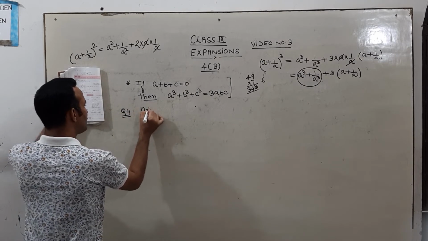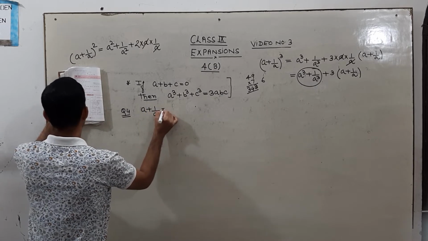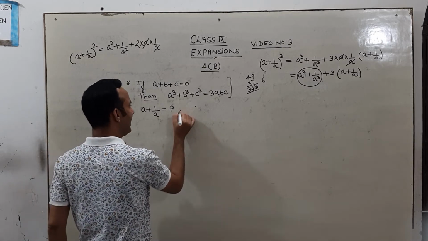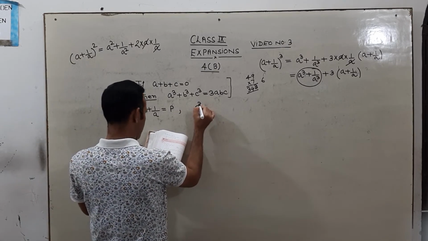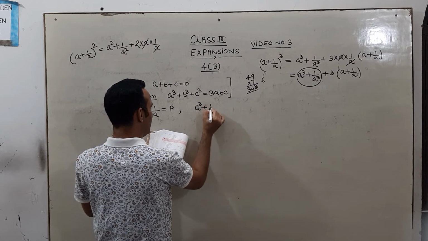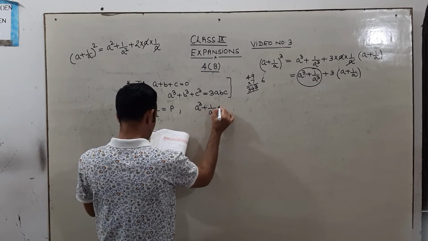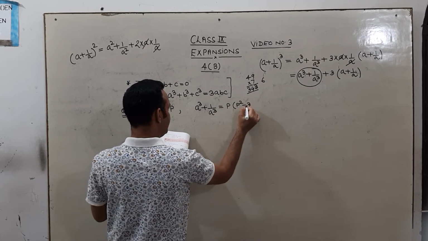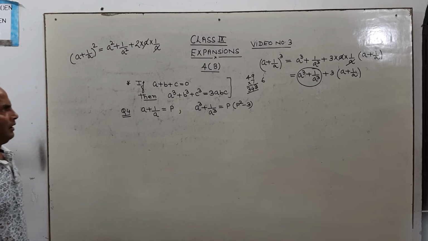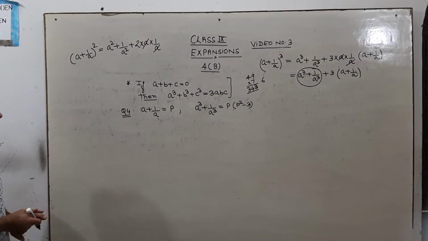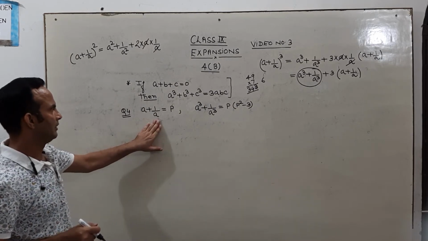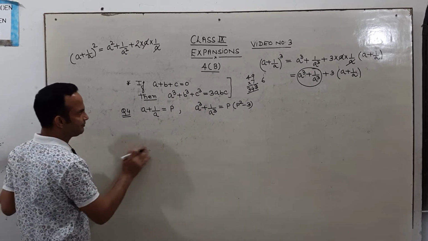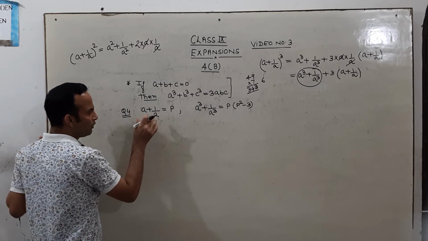a plus 1 upon a is equal to p. We have to show that a cube plus 1 upon a cube is equal to p times of (p square minus 1) minus 3. If the value of a plus 1 upon a is equal to p, then what is the value of a cube plus 1 upon a cube? Okay. See, solution.